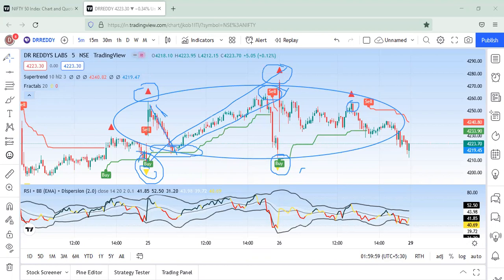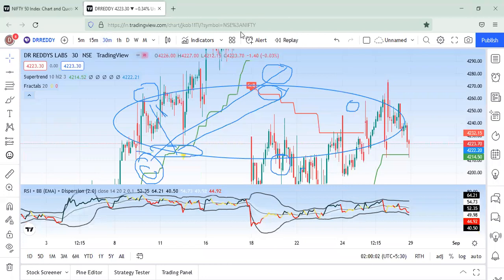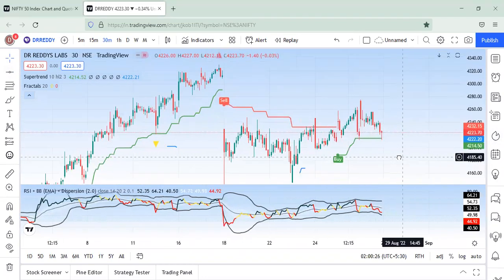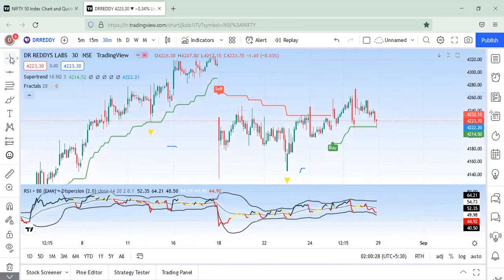Now let us take this 30 minutes chart, and remove all this. I'm taking a bit of time to make myself clear on charts. I will come with further recordings of these charts to make you understand better. Now here, see, remove, remove, remove. Now see this.